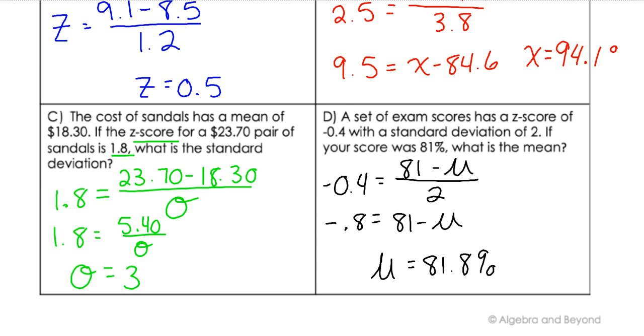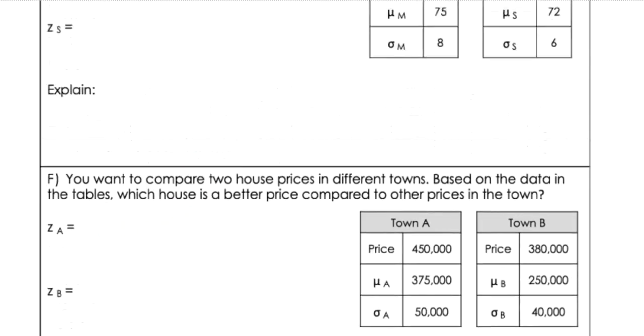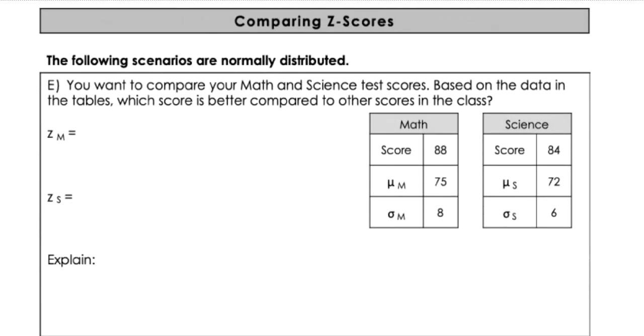Okay, the last thing we're going to do with these z-scores is use them to start comparing some information. In these normal distributions, we're going to compare what's going on. You want to compare your math and your science test scores. Are you doing better in one class than the other? Based on the data in the tables, which score is better? We can standardize them with the z-scores. We compare each to its own mean, so that we're comparing them to things that are similar.